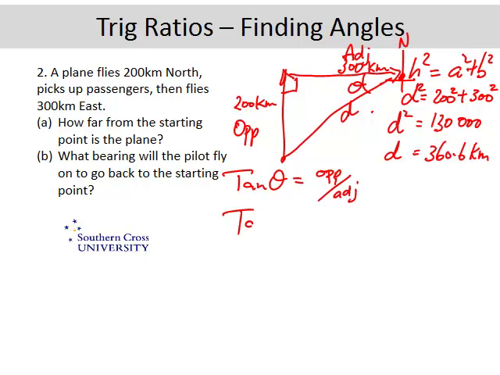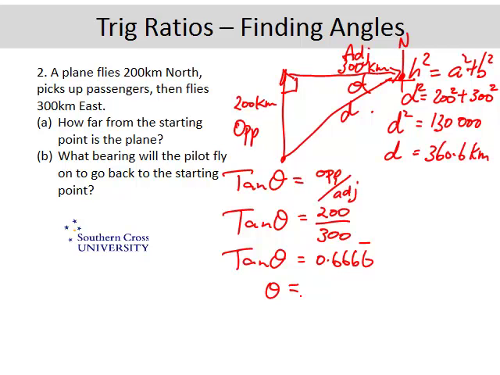We know that tan theta is equal to 200 over 300. So tan theta is equal to 0.6666 recurring. Okay, now let's just rearrange this first. I was going to talk about the use of calculator.